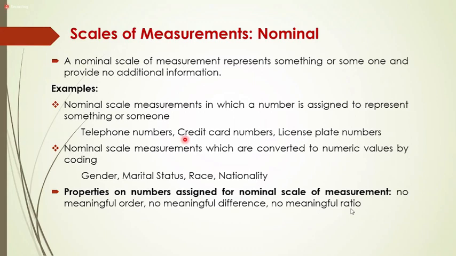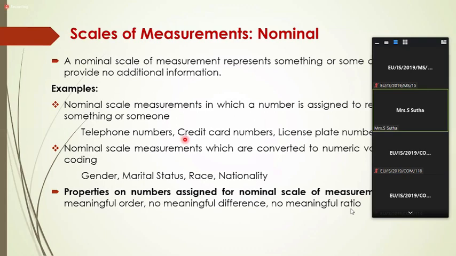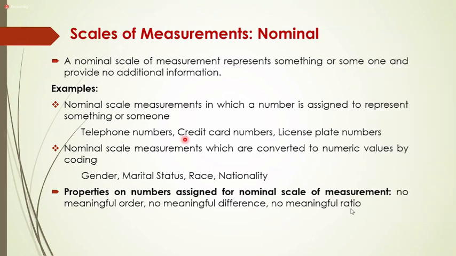No. Similarly, the credit card numbers, the license plate numbers, those are used only as labels for a particular person. Those numbers, the telephone numbers, credit card numbers, or license plate numbers, will not give any comparisons or any meaningful numerical information. So these numbers come under the nominal scale measurements.